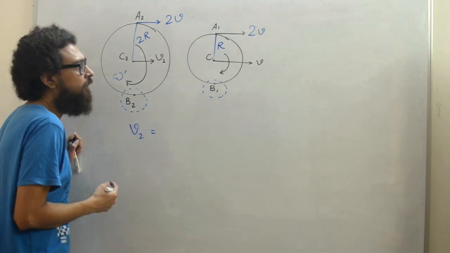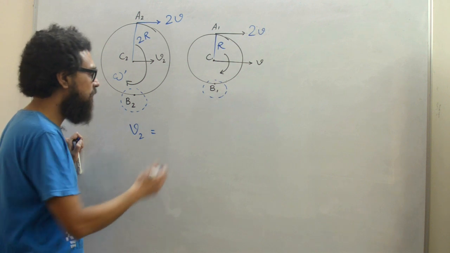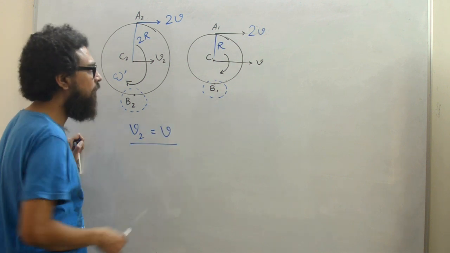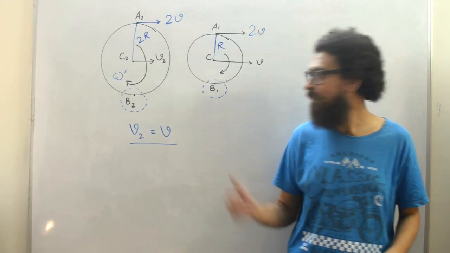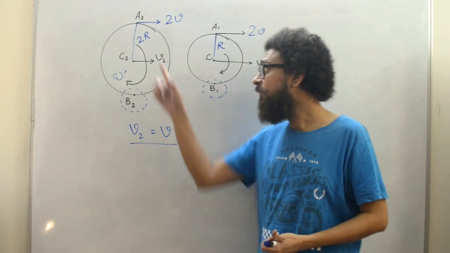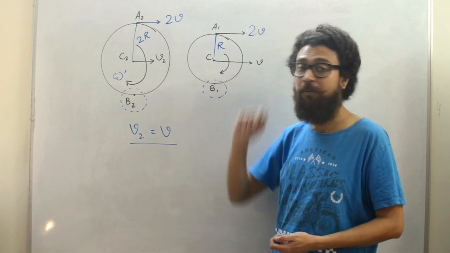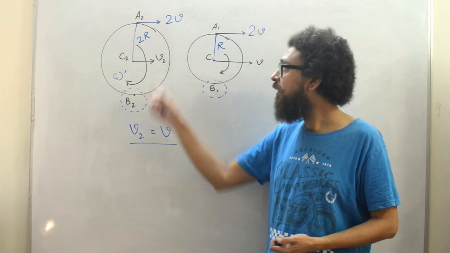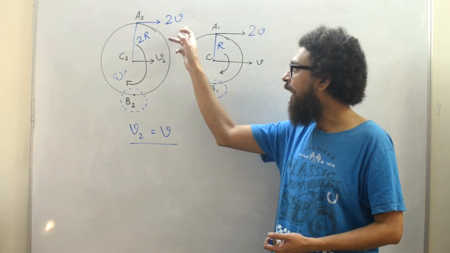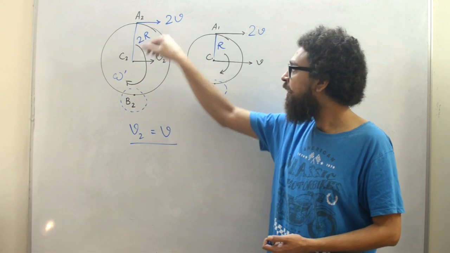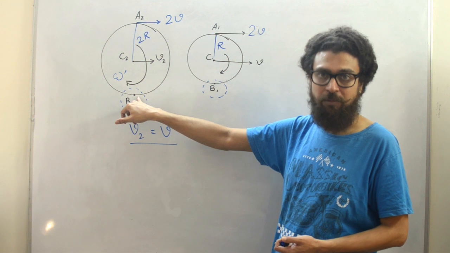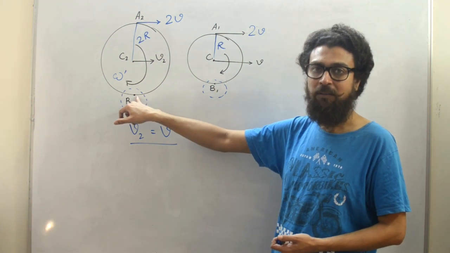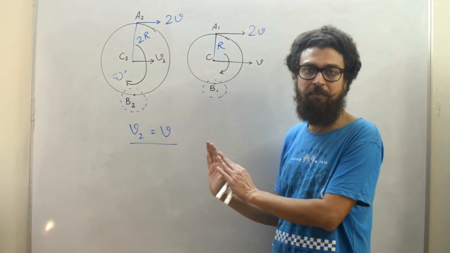Can you tell me what is v2? Yes, it will be v. There is no other option for this. If they are connected by a plank on the top of it, then it will be v, because it has to be 2v. And we know for pure rolling, if this is 2v, this is v, and this is 0, then only this can occur. Alright? So this is the solution of the problem.